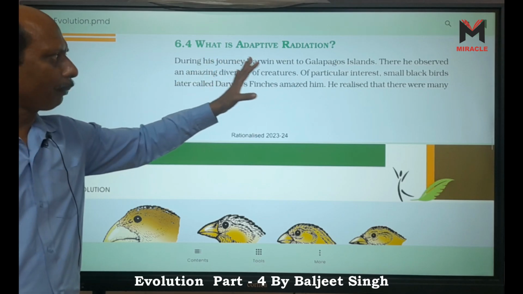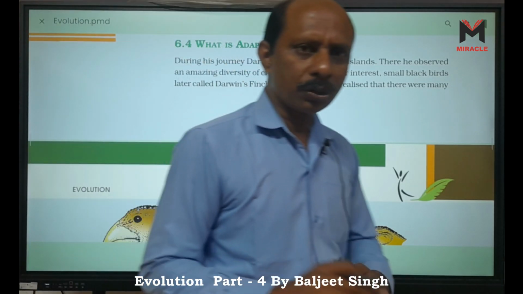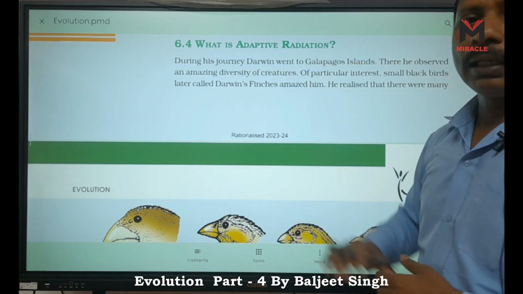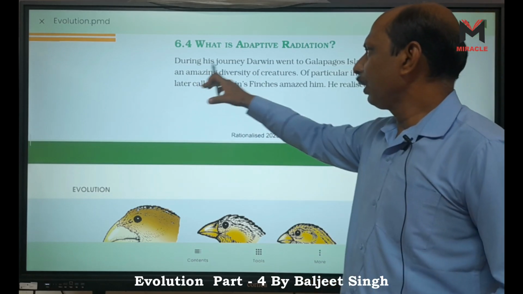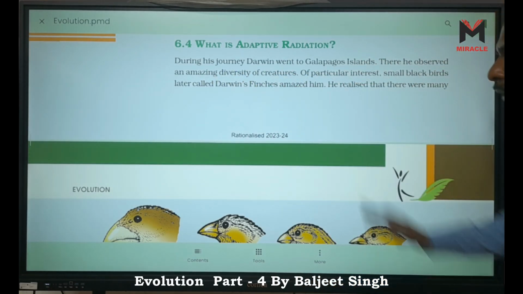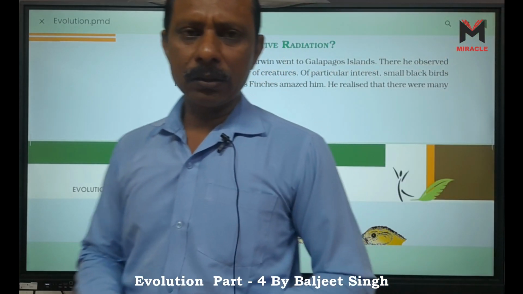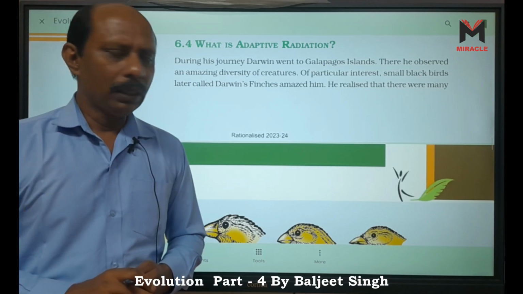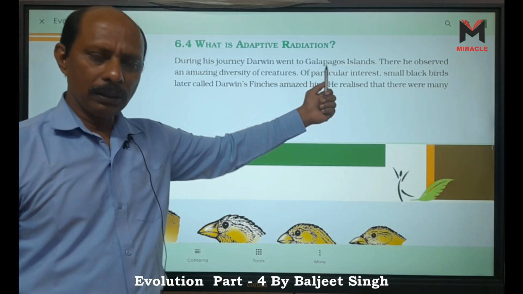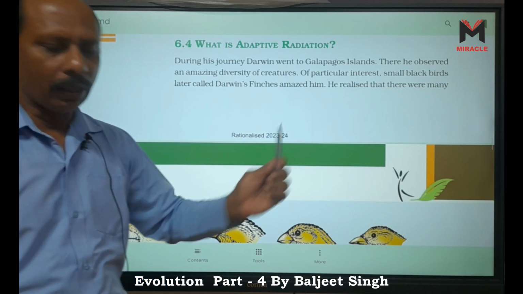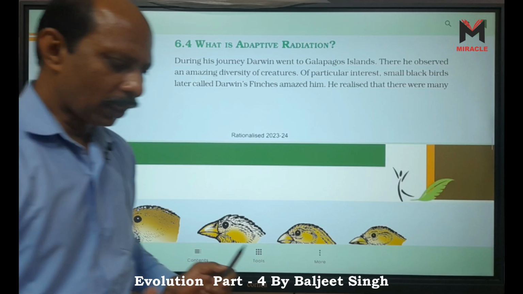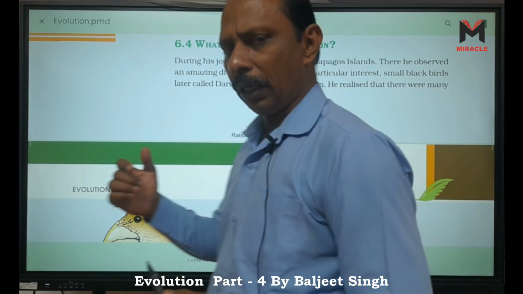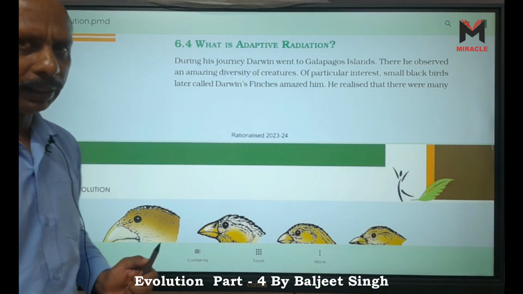When we consider adaptive radiation, it shows divergent evolution, right? We can say adaptive radiation is divergent evolution. What is given here? During his journey, Darwin went to the Galapagos Islands. We know Darwin very well. What is the name of Darwin's ship? It is called HMS Beagle, right? With HMS Beagle he traveled the whole world. He started his journey from South America to South Africa, from South Africa to Australia, and from Australia he reached the Galapagos Islands.